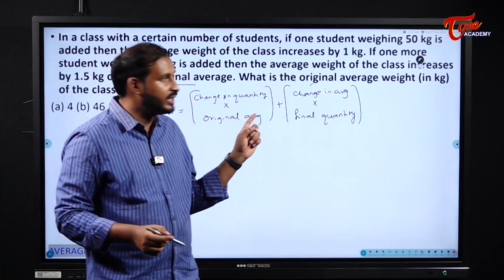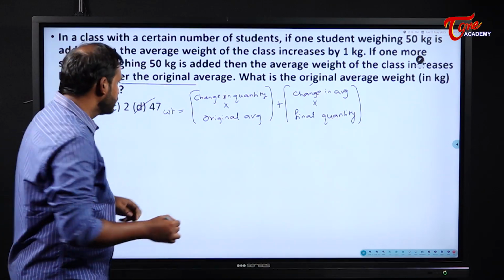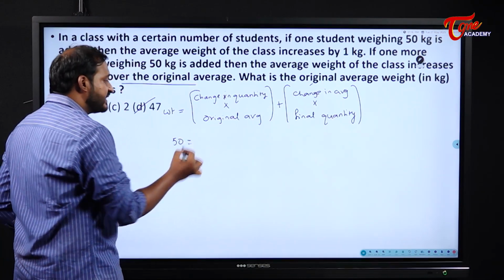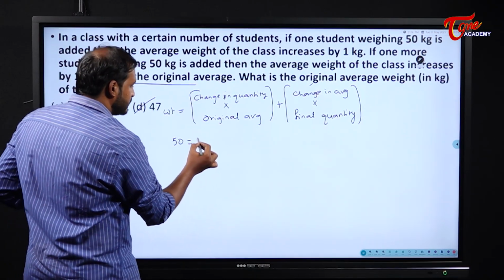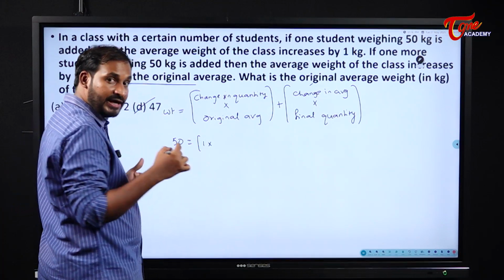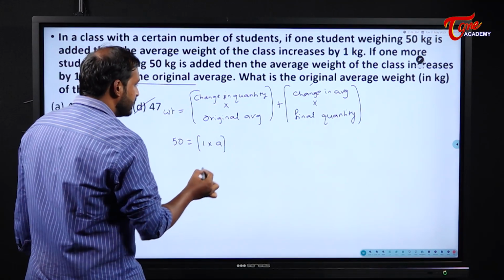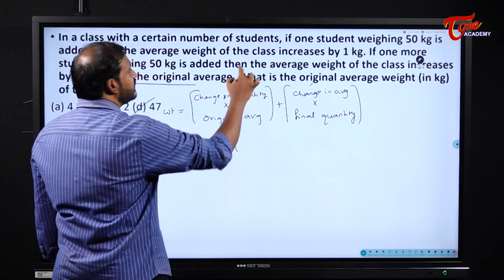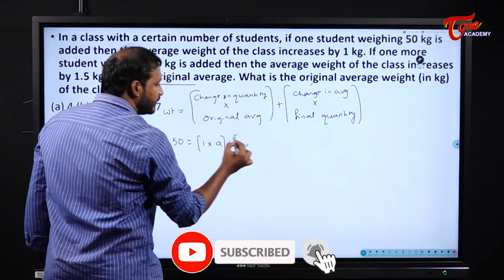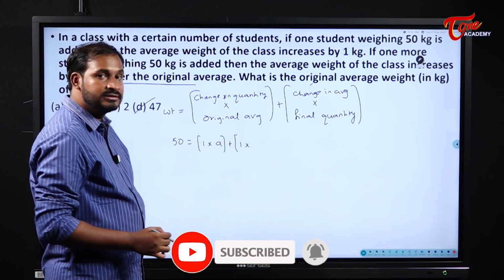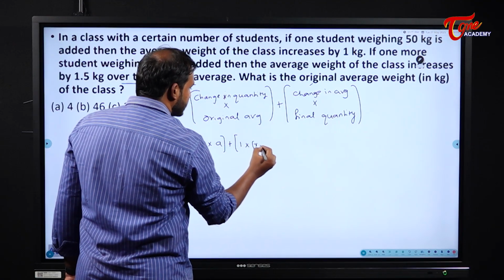Earlier we found the teacher's weight, right? So now what is the newly added person's weight? 50 kgs, right? So I will write 50 is equal to, what is the change in quantity? Only one person is added in the first case. So 1 into original average, which I will take as A, plus what is the change in average? Change in average is 1 kg increase, right? So 1 into the final quantity. Final quantity becomes, if x is the total number of students, x plus 1.